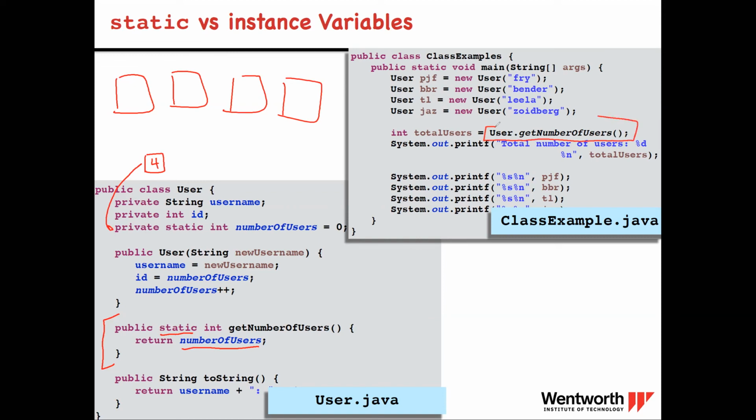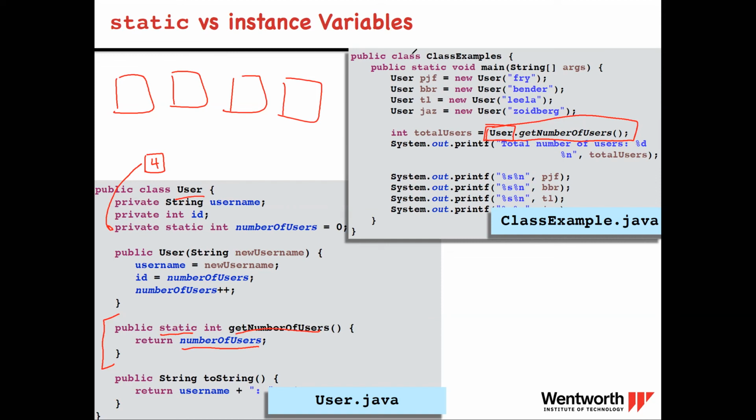This is how I call the method. And this is the powerful piece. I don't need to use a specific instance of the object. I don't need to use PJF or BBR, or TL, or GAZ. I don't need to say PJF dot get number of users. I can use the class name itself, User dot get number of users, because it's a static method.